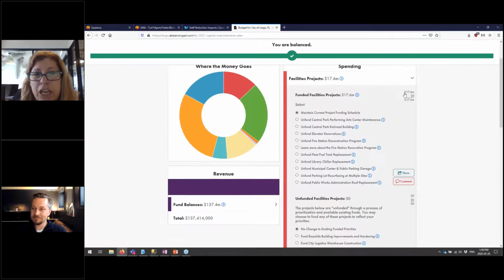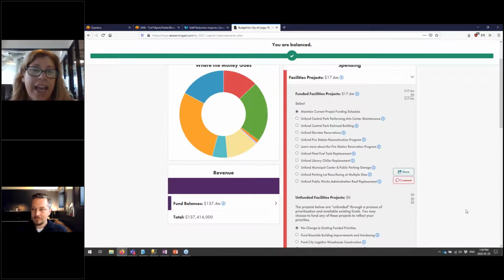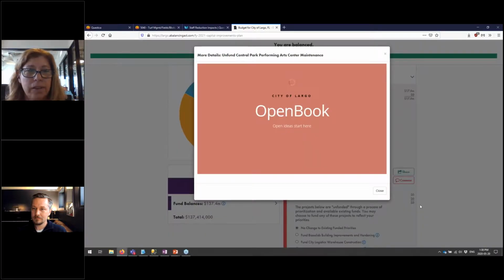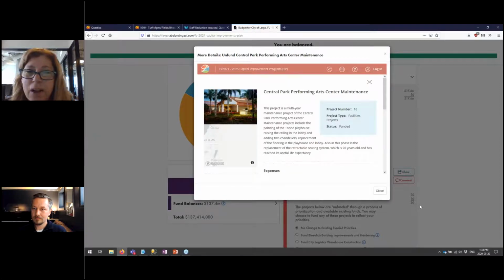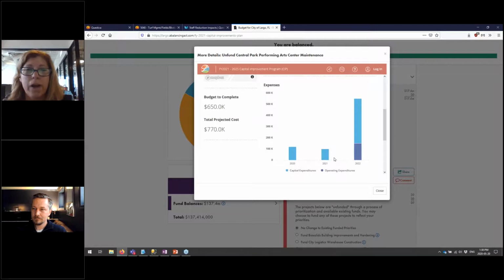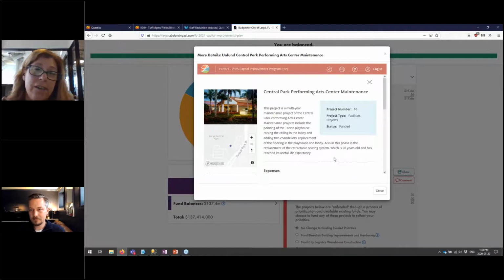Sure. So as you can see, under facilities, they've got that icon up at the top. If you just go to the right of that facilities, or on any of them, it's going to tell a little bit about what it is. So they're talking about their Performing Arts Center. If I wanted to know about the Performing Arts Center, they integrate really nicely with OpenBook. Obviously not all of our customers integrate with OpenBook, and they might just put a blurb about what it is. But in this case, as a resident, I can get a lot of information about the Central Park Performing Arts Center maintenance. I could see if it was funded, I could see where it was in the queue.